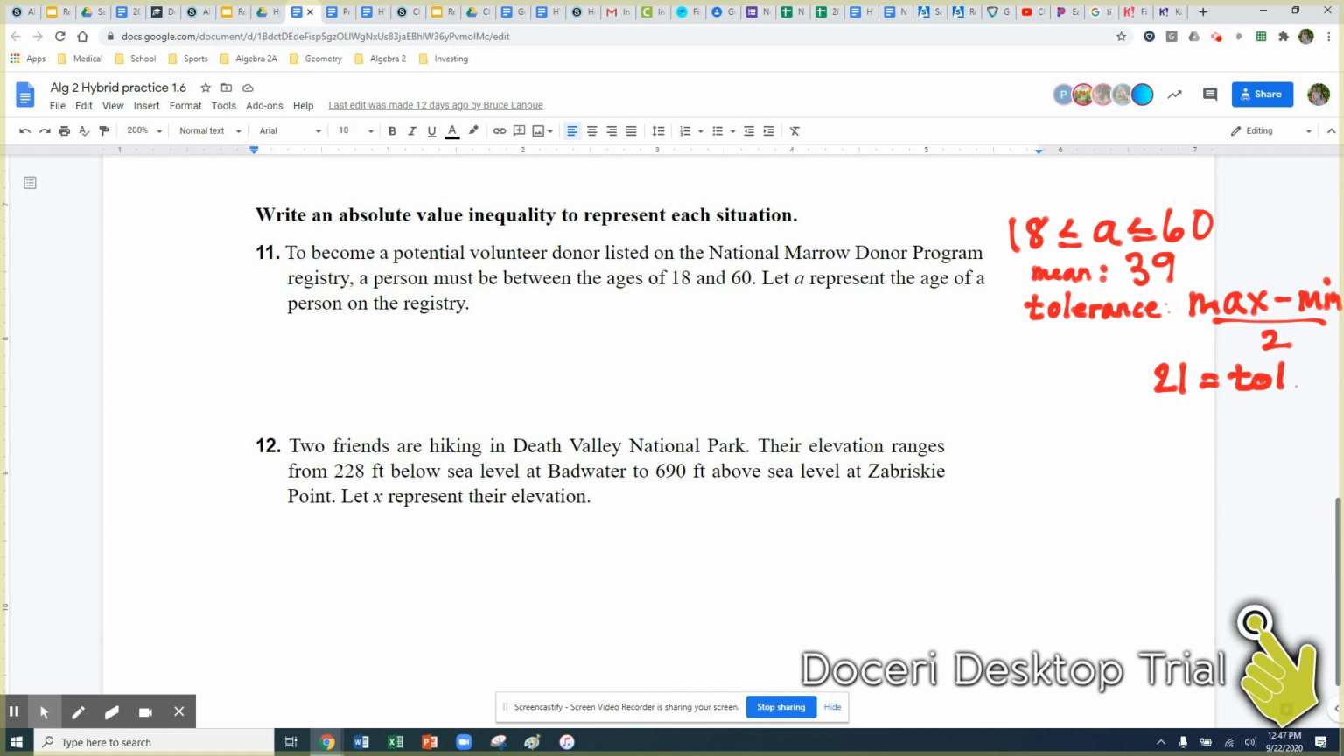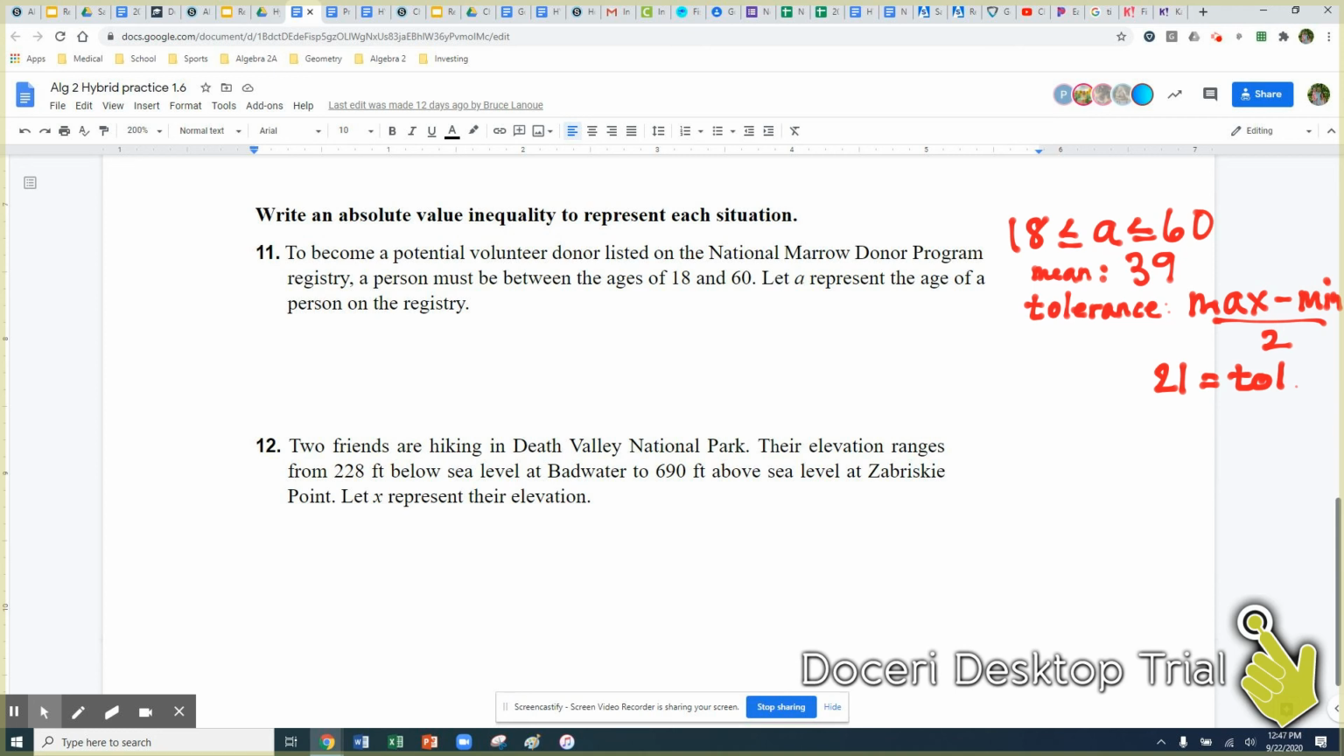All this means is that from 39, the mean, I tolerate people 21 years older than that, and I also tolerate people that are 21 years younger than that. Because what happens when you take 39 plus 21? 60, that's the max age. How about 39 minus 21? 18. So I've got my tolerance.